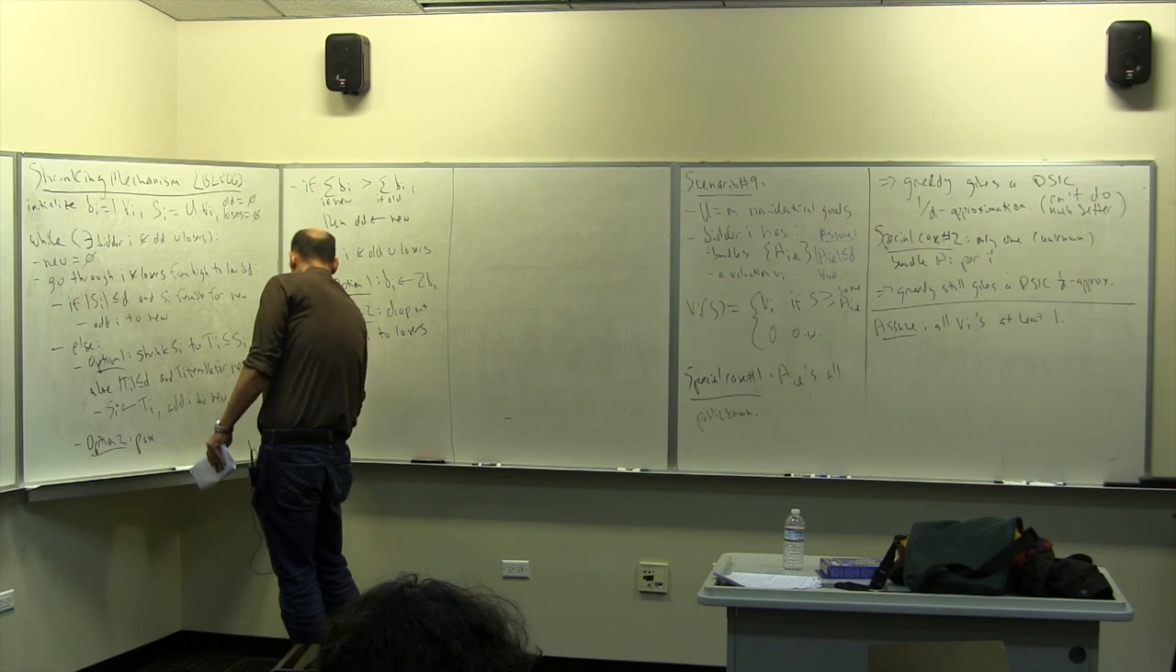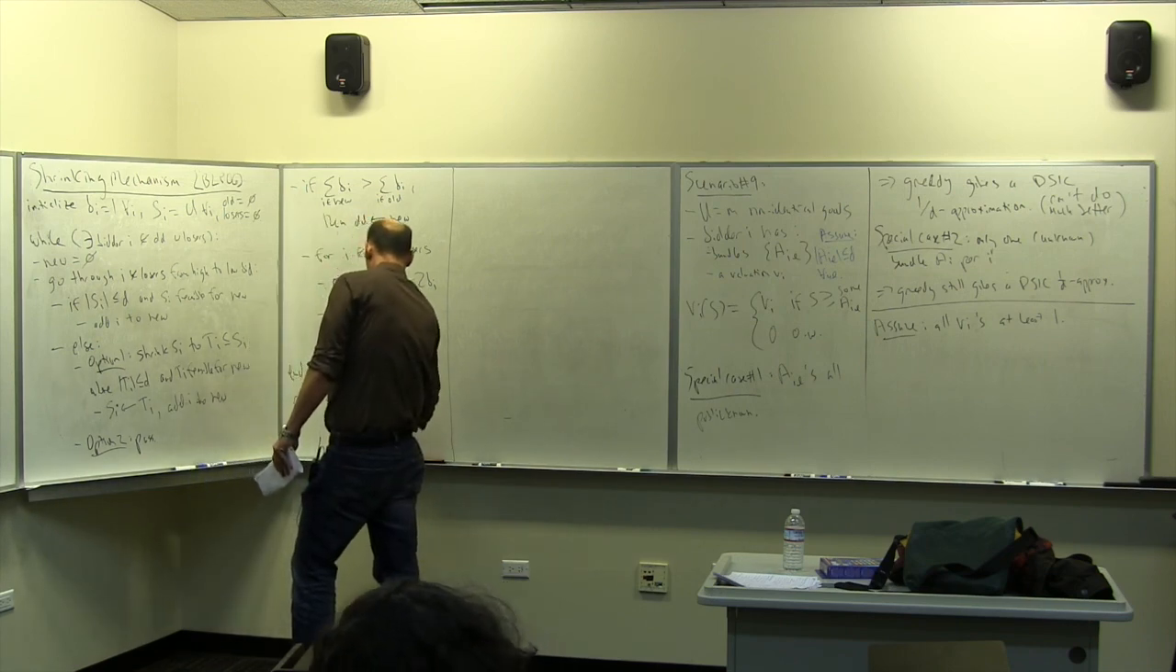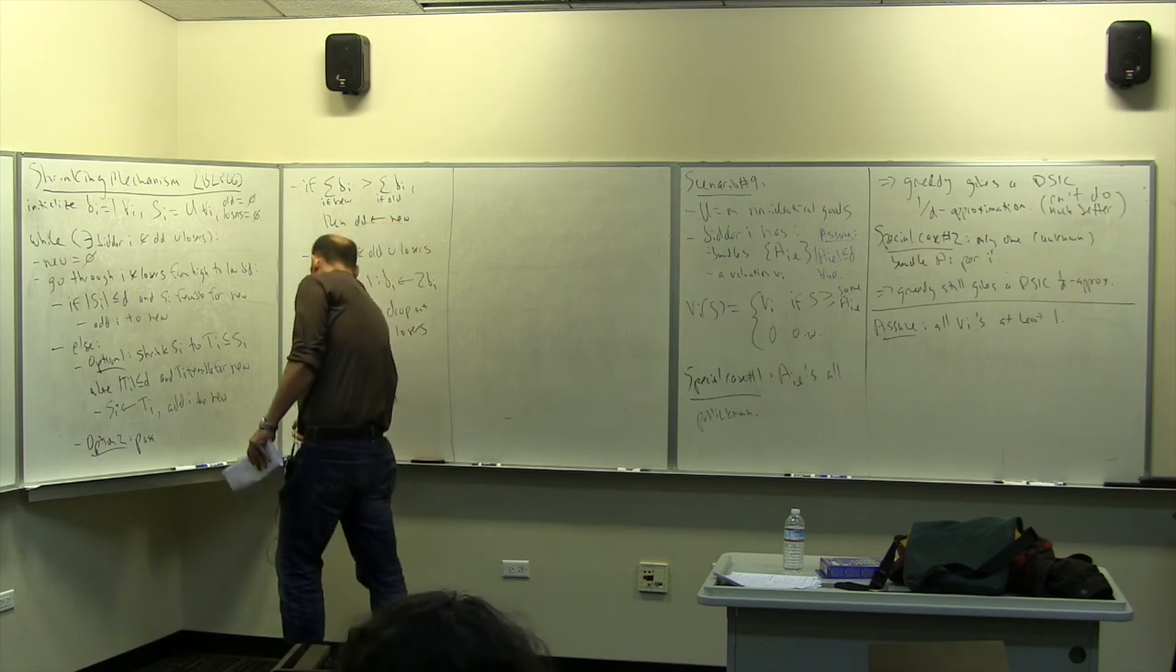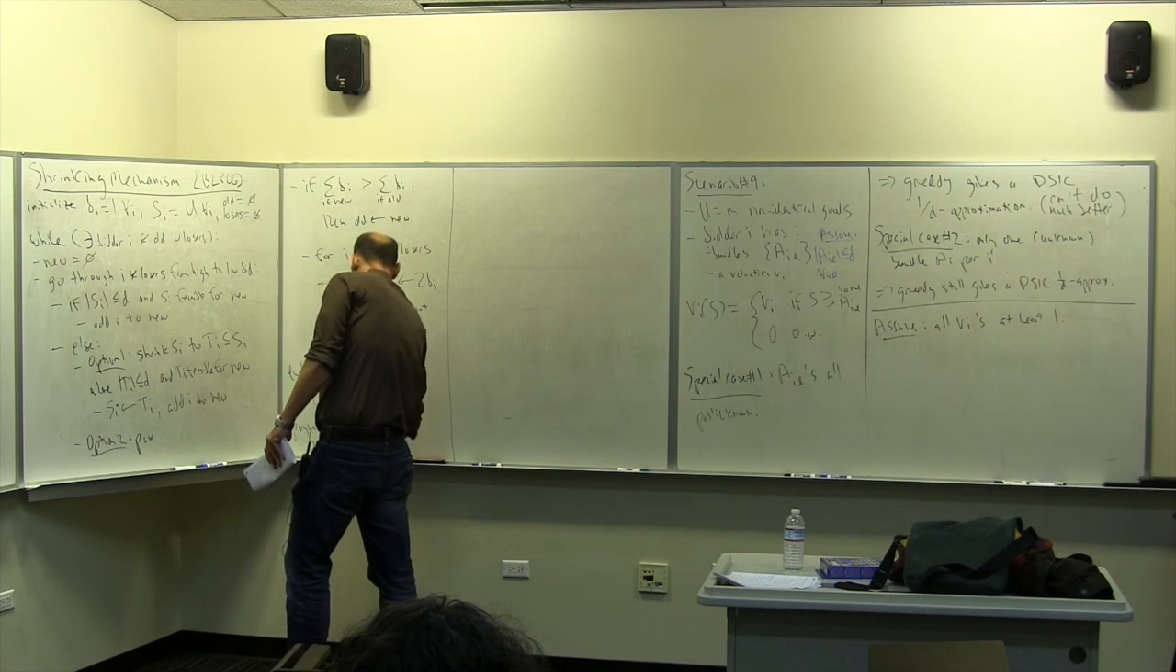And then the final allocation is just the S sub I's, where I is in old. And then the final payments are just the last bid that you ever made.